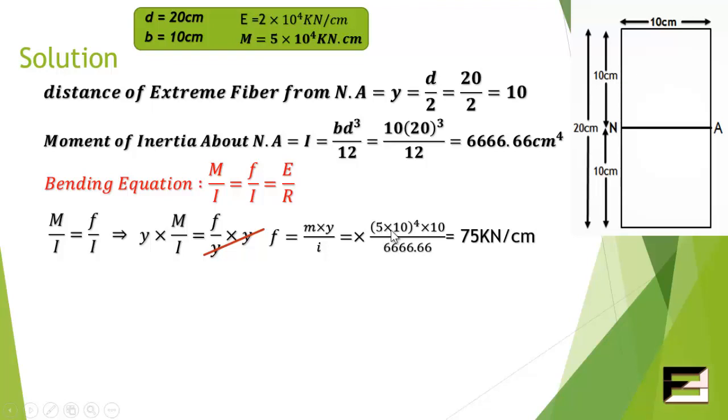M we found a few minutes ago: 5 multiplied by 10 raised to the power 4 kilonewton centimeter. And Y we also determined, which is of course 10 centimeter. Divide by I, the moment of inertia, which we determined recently: 6666.66 centimeter to the power 4. When we do some maths further, we will get 75 kilonewton per centimeter square. This was the maximum bending stress.